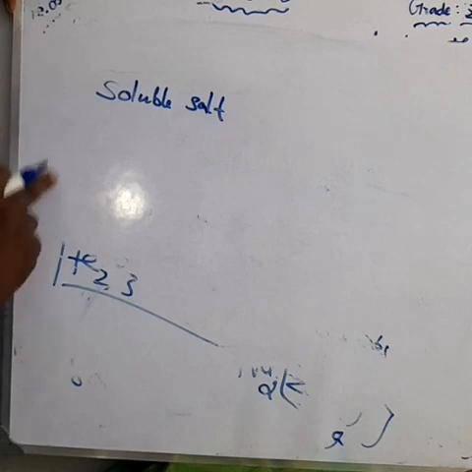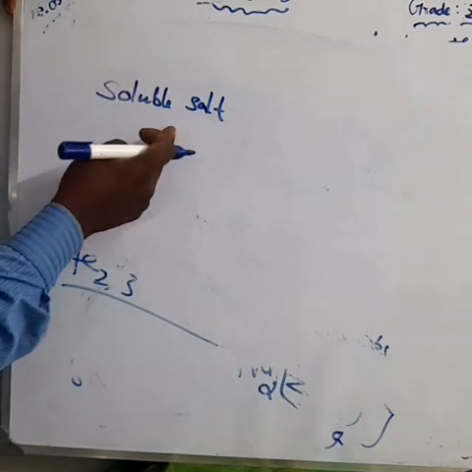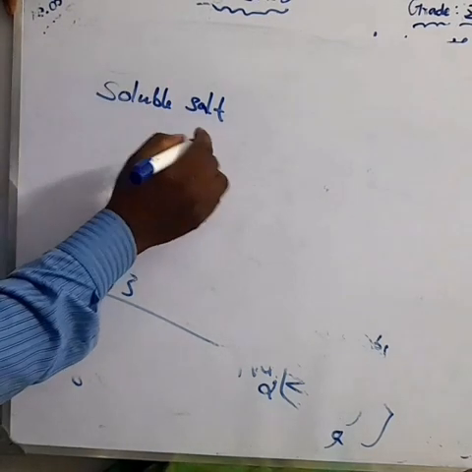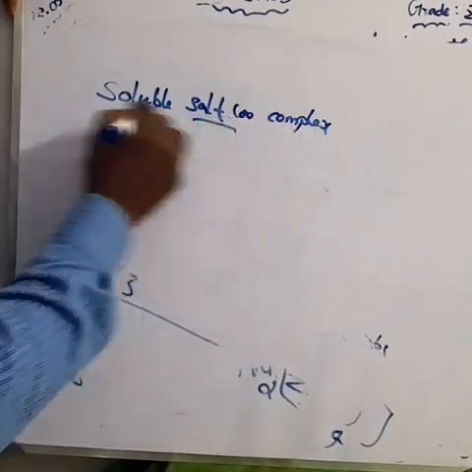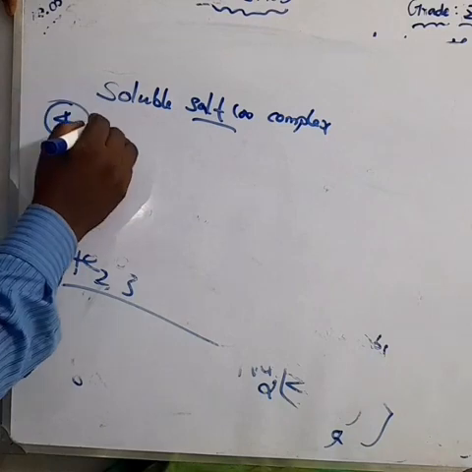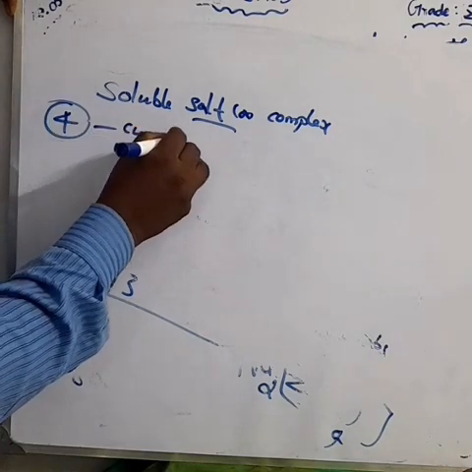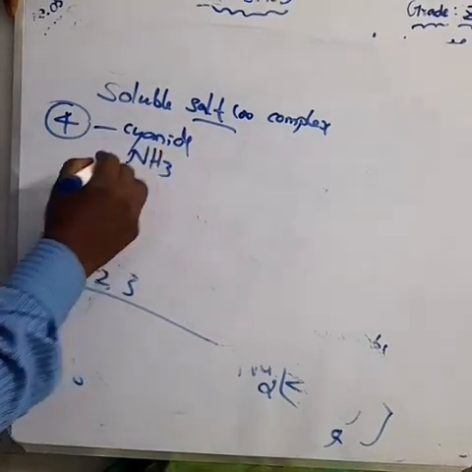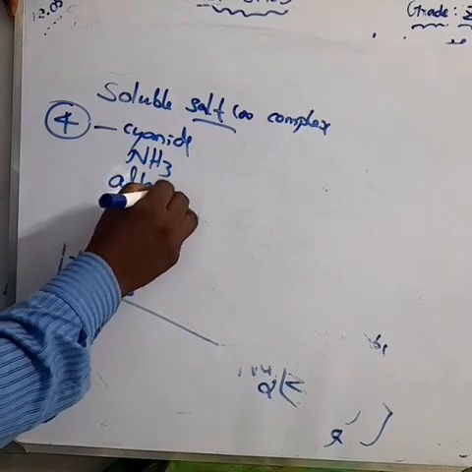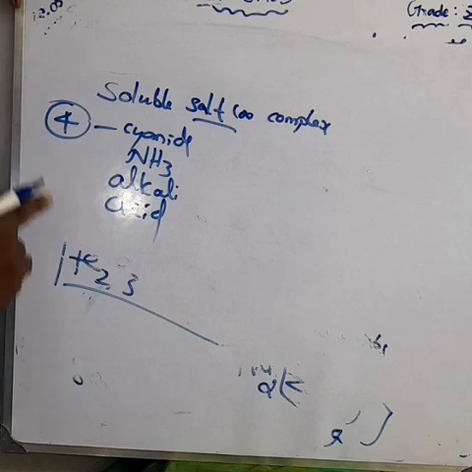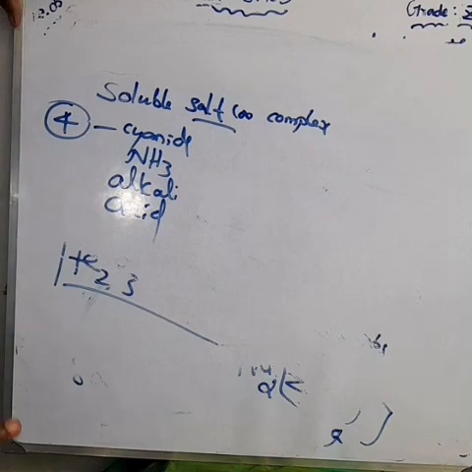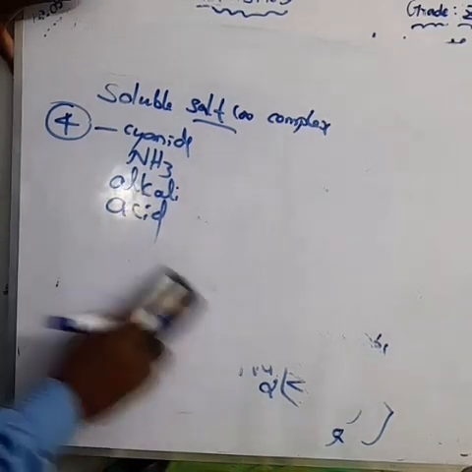Here, the metal present in the ore is converted into a soluble salt or complex, with the gangue remaining insoluble. There are four types of leaching. One is cyanide leaching, second is ammonia leaching, third is alkali leaching, and fourth is acid leaching. Okay, there are four types. First is cyanide leaching. Here the solvent we are taking is cyanide.